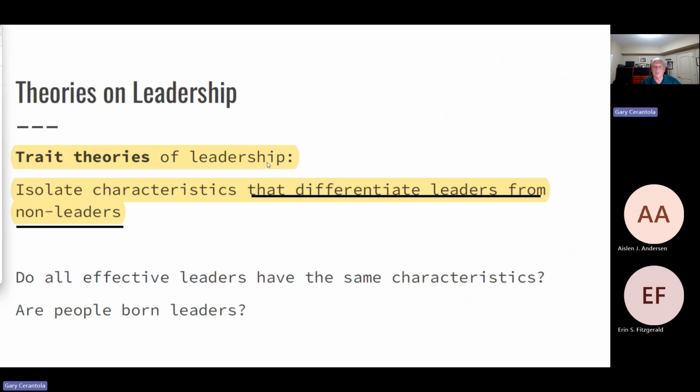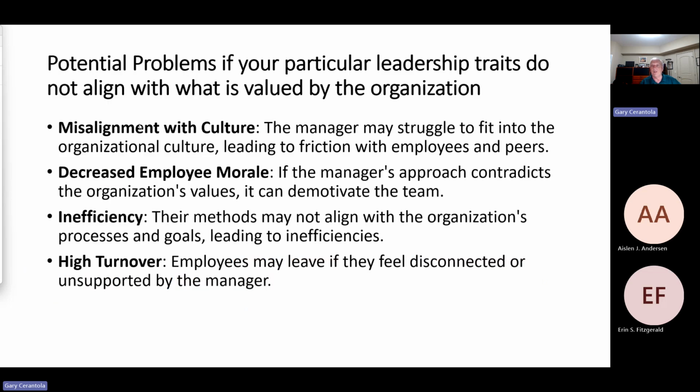So trait theories on leadership isolate the characteristics that differentiate leaders from non-leaders. So that's really where you need to do that. So what if your traits don't fit your predominant style? Well, you may misalign with the culture. You may affect employee morale. You may create inefficiencies because they don't get what you're trying to do in terms of goals and processes. You may have high turnover.